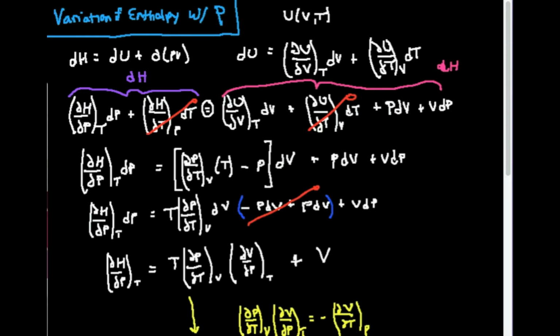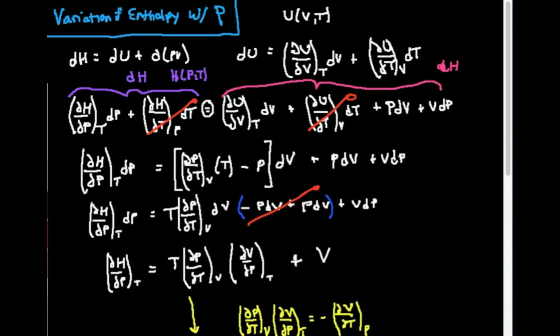On the left side, I'm just going to do the differential form of dH, and we know that ultimately enthalpy is a function of pressure and temperature. So when I do the differential, it's going to be the partial of H with respect to P at constant T dP plus the partial of H with respect to T at constant P dT. Okay, that's equal to dH.